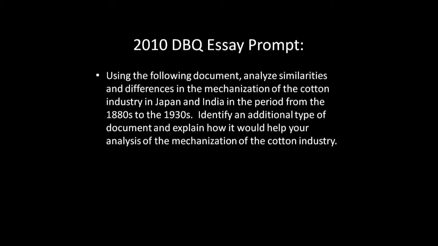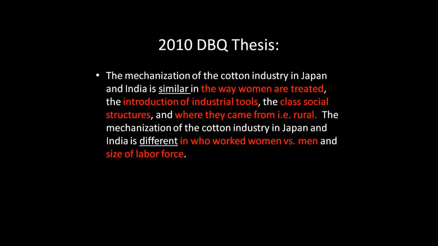So you're looking at how things are similar and how they're different in the creation of mechanized cotton industry. So you're looking at an economic aspect and an industrial aspect of Japan and India. So you're comparing and contrasting them. The mechanization of the cotton industry. So this is an example of a thesis for the 2010 DBQ.